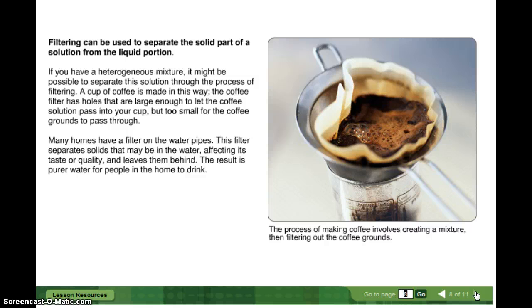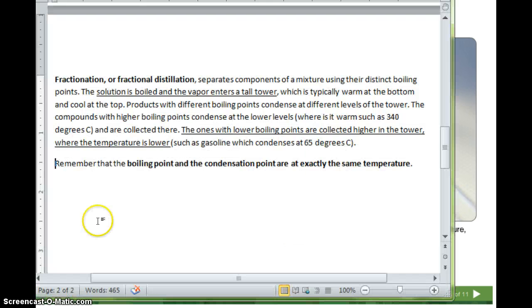Filtering. Filtering can be used to separate the solid part of a solution from the liquid portion. If you have a heterogeneous mixture, okay, so heterogeneous means what? Not the same throughout. It might be possible to separate the solution through a process of filtering. Okay, so let's add this to our notes from the previous slide.